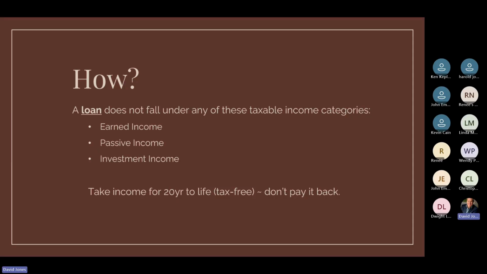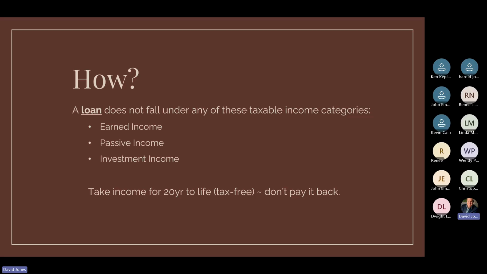How? Okay, it's a loan. So you're literally taking out a loan on this policy. It's a life insurance policy. It qualifies as such, even though they tried to say it didn't when it first came out a long time ago, but it does. It's a life insurance policy. You're taking out a loan. A loan does not fall under any of these taxable income categories.